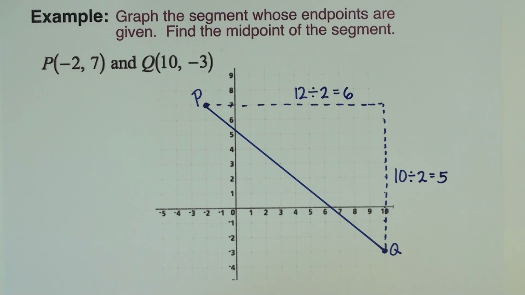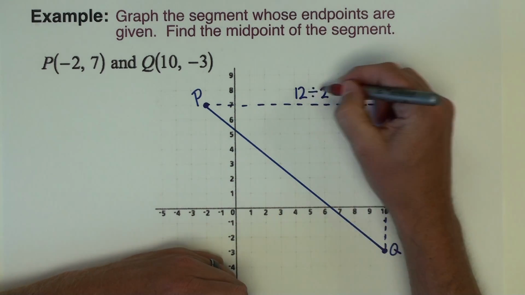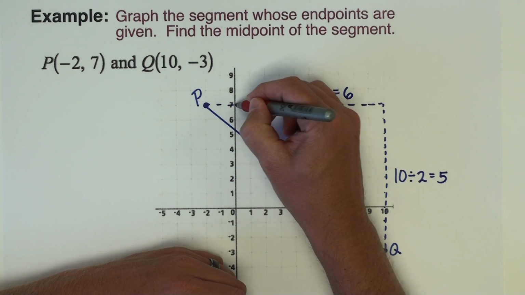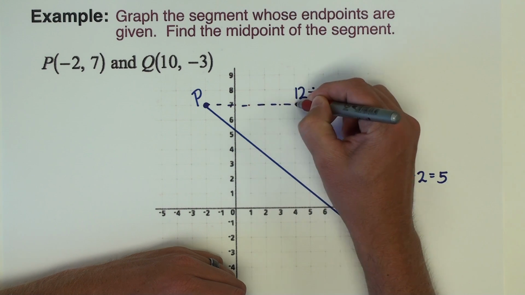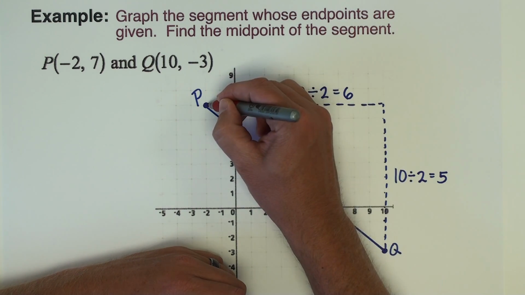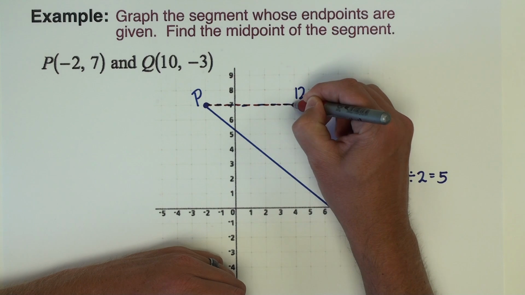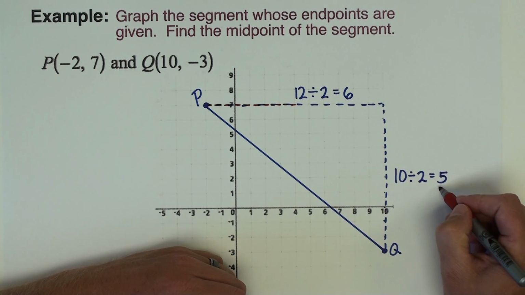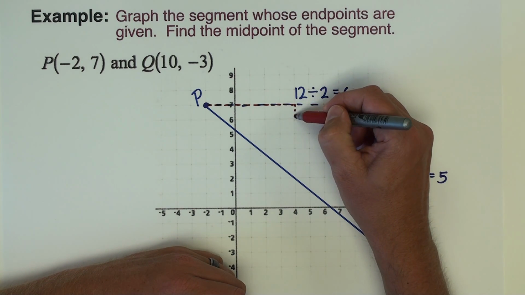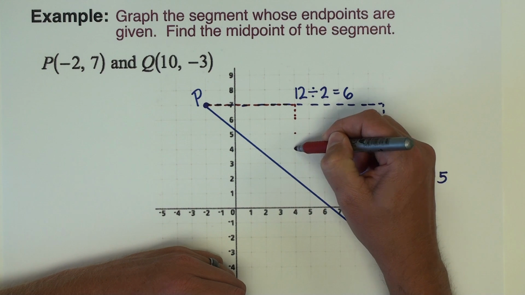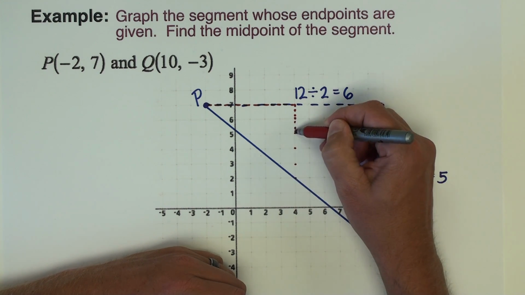So to find the middle, instead of going over 12, I'm going to go over 6. 1, 2, 3, 4, 5, 6. Okay, so I'm going to go to right there. And then vertically, I have to go down 5. 1, 2, 3, 4, 5.